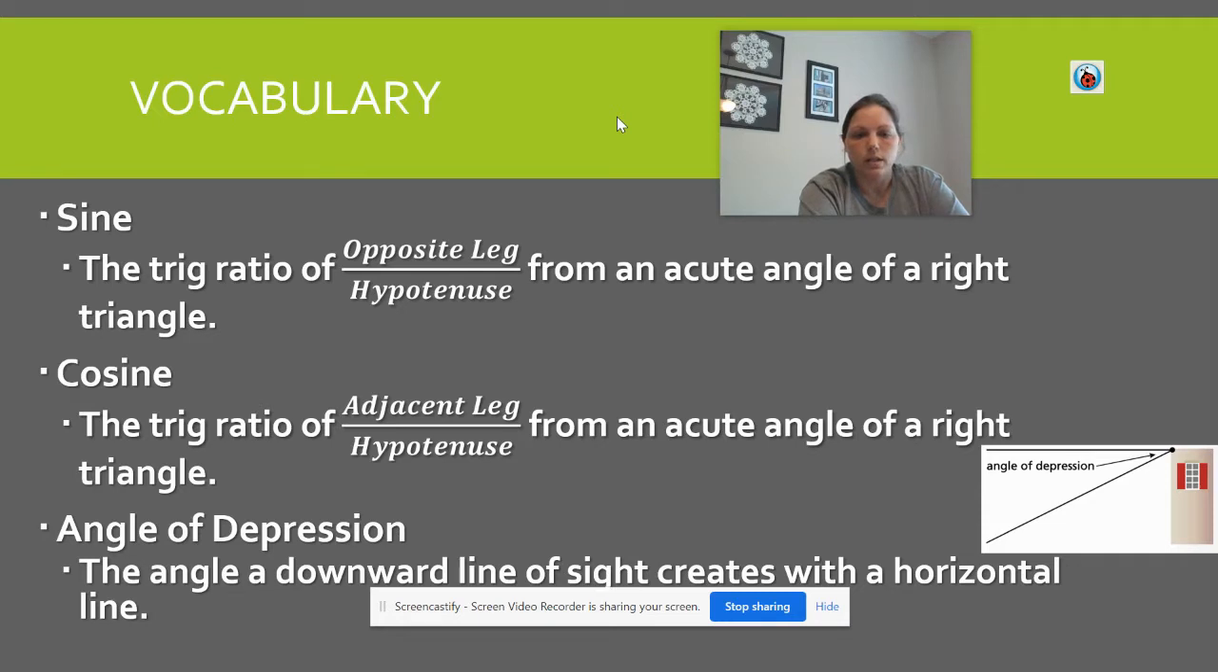Okay, and then with our tangent, we had an angle of elevation. With sine and cosine, we have angles of depression that we talk about. So if we're up on top of that second story or third story building and we look down, that's our angle of depression. So it's the downward line of sight.